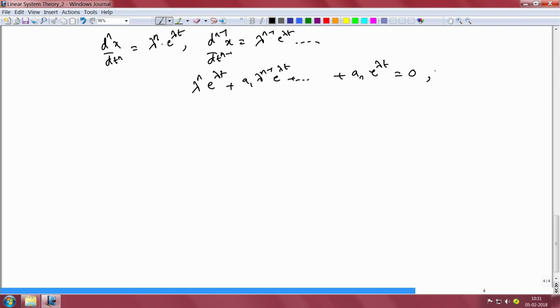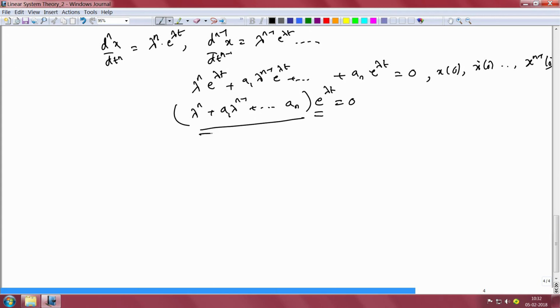And of course we would have the n initial conditions x of 0, x dot of 0, and so on and so forth up to x n minus 1 of 0. Now for this to be true, if I remove e power lambda t out, lambda power n plus a1 lambda power n minus 1 and so on plus a n times e power lambda t should be equal to 0. One can easily see that e power lambda t cannot be 0 for all t, indeed for any finite value of t. So therefore we should have this other term being equal to 0.